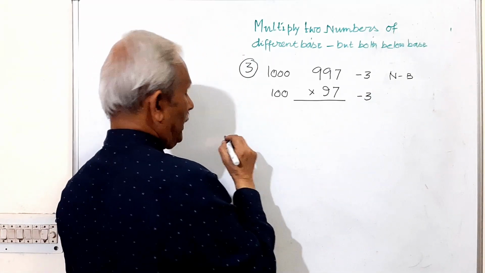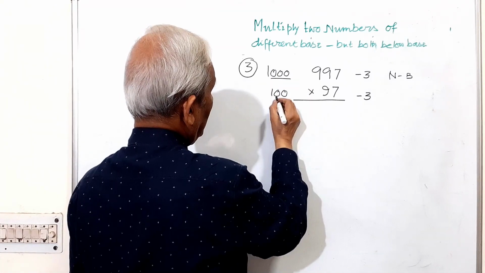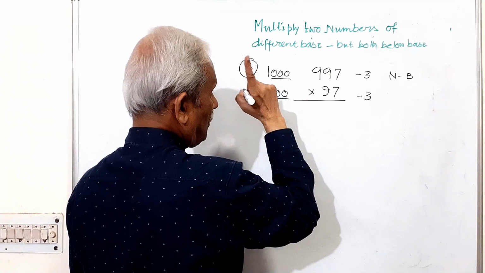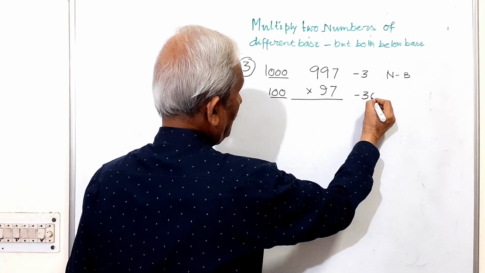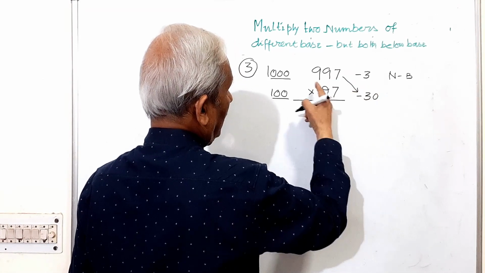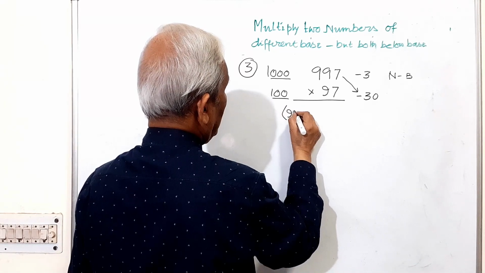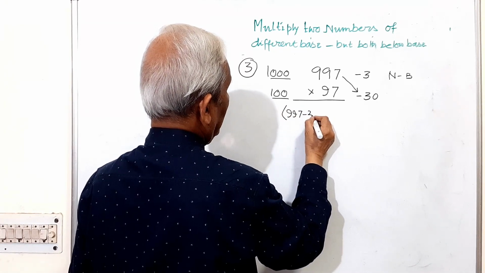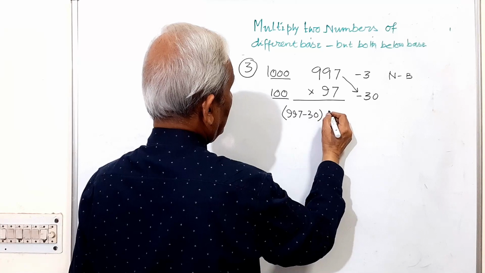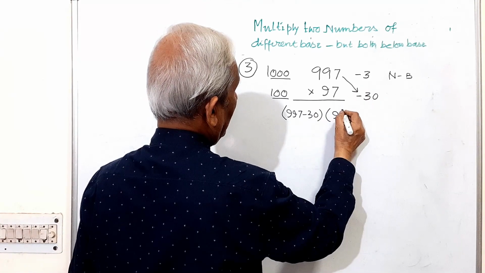Minus 3. Now see, you have to see it very carefully. There are 3 zeros here, there are 2 zeros here. Difference is of 1 zero, so put 1 zero here. Now cross subtraction with the upper number. 997 minus 30 is the first part of the answer, minus 30. And the second part of the answer is minus 3 into minus 3 is plus 9.